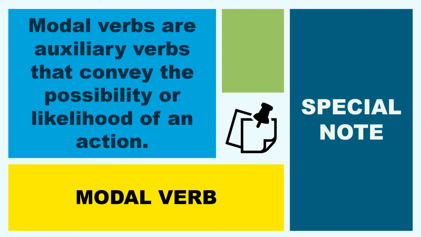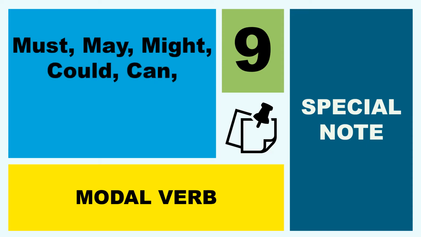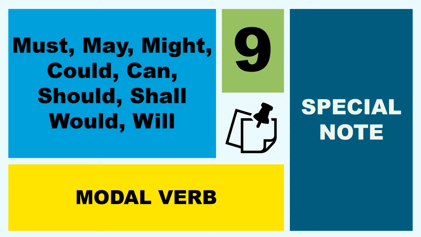I know what you're thinking. What is the modal verb? So we got a special note here. Modal verbs are auxiliary verbs that convey the possibility or likelihood of an action. And there are 9 of them in total: must, may, might, could, can, should, shall, would, and will. Now, these are a little complicated, so if you want to learn more about the modals, check out our video on the modal verbs. Only modals in the building.